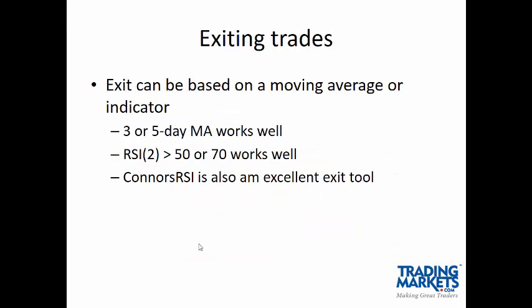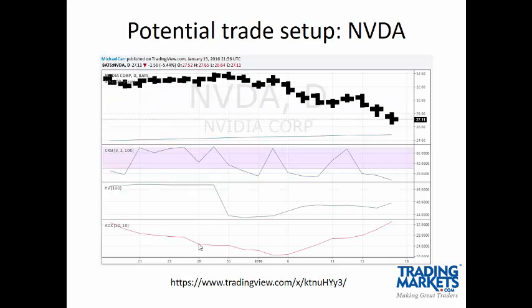To exit the trade, you can use a short-term moving average. If the stock is sufficiently oversold, it'll be below its 3 or 5 day moving average. A close above that would be an indicator to close the trade and look for the next short-term opportunity. You can also use the 2-period RSI or Connors RSI to exit a trade. Because these positions are oversold with an RSI2 or Connors RSI below 20, an exit signal such as RSI2 or Connors RSI greater than 50 or 70 work very well also.